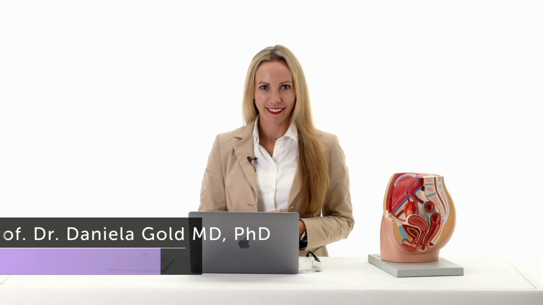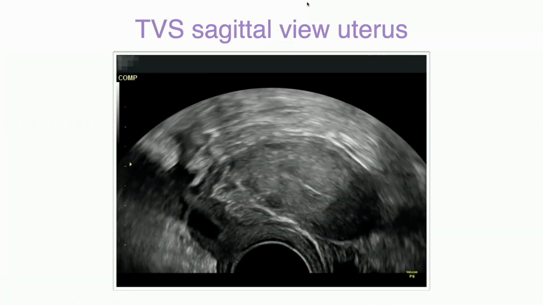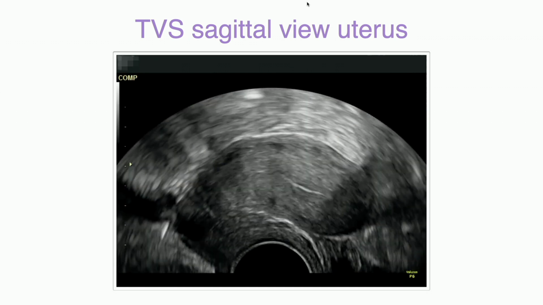Welcome back to the second part of the mini course. If you missed part 1, you can always go back. Remember, in part 1 we discussed the female pelvic anatomy, including the bladder, the uterus, the bowel and the ovaries. We also showed you how these structures look on ultrasound. Do you remember this image?